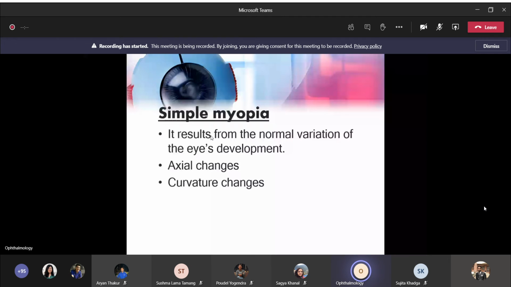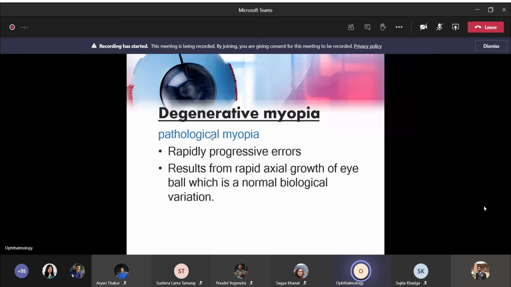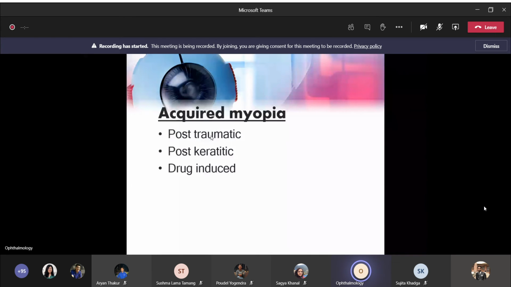Axial changes occur and curvature changes occur. Now, degenerative myopia, which is also known as pathological myopia, is a rapidly progressive error that results from rapid axial growth of the eyeball, which is a normal biological variation. Another one is acquired myopia, which results from post-traumatic, post-corneal disease and drug-induced causes.